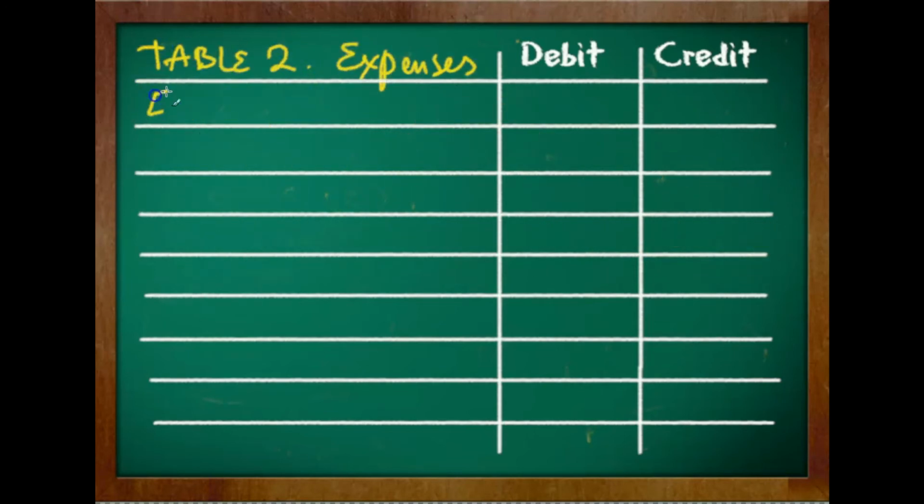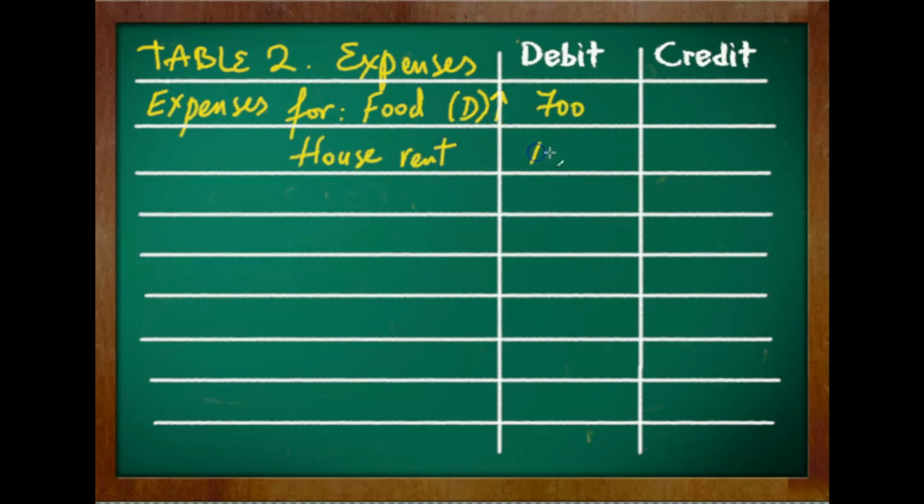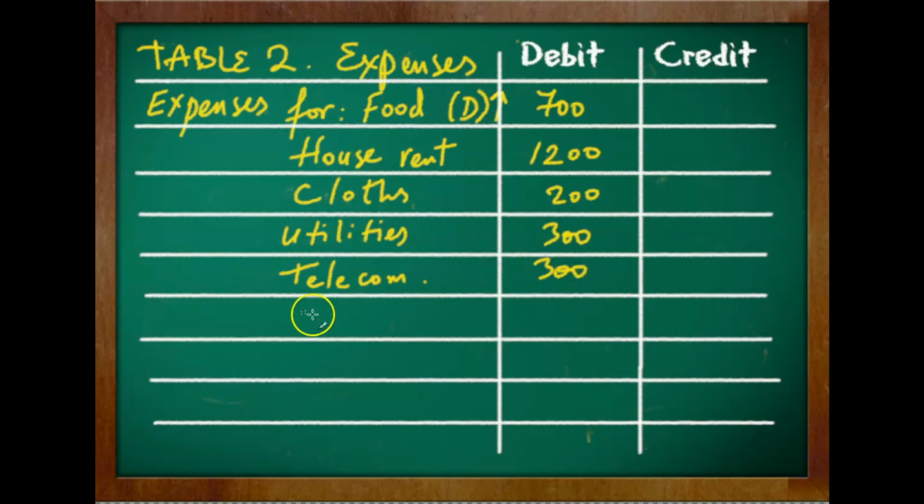Table 2. I made expenses. That is why my expense account should go up. Expense account is the debit account. Thus, I need to debit it. It means, I write the name of expense accounts here and put the dollar amounts in debit column. Food, $700. House rent, $1,200. Clothes, $200. Utilities, $300. Telecommunication, $300. Cinema, $50.